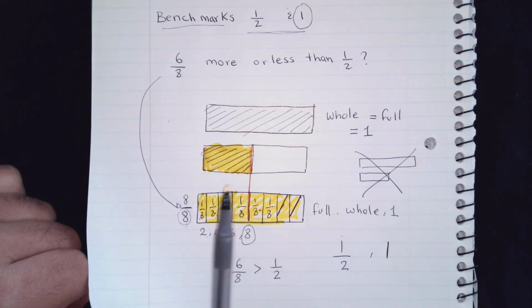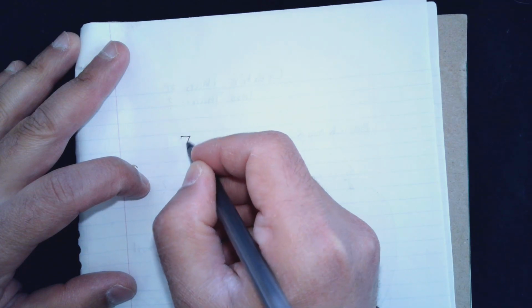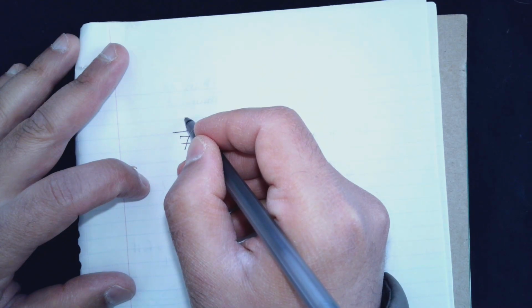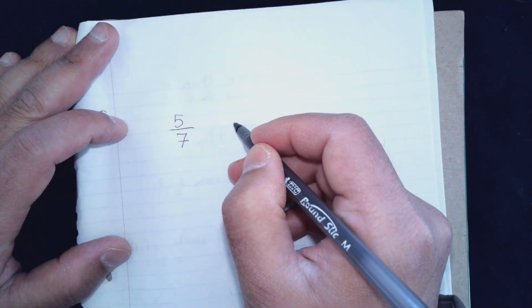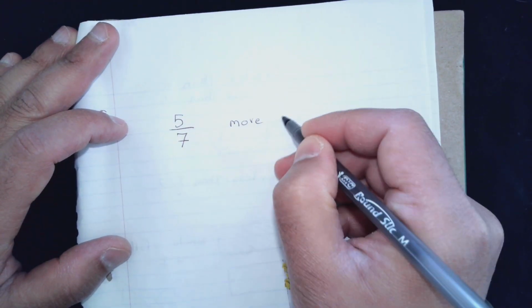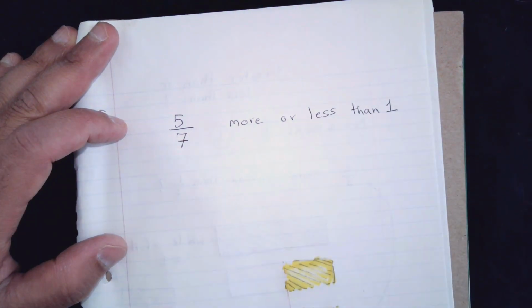All right, you can pause the video if you get the message, but if you want a second one, let's do a second one. Let's say we have, I'm going to pick a random number here, 7, and we have 5/7. Is that more or less than a whole, a full?